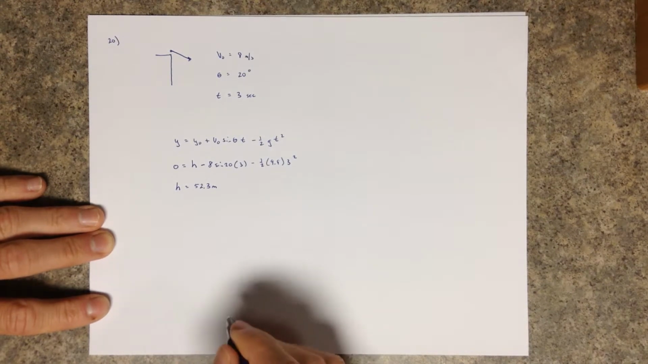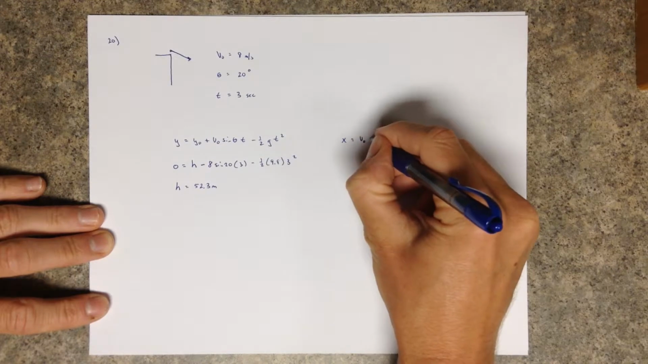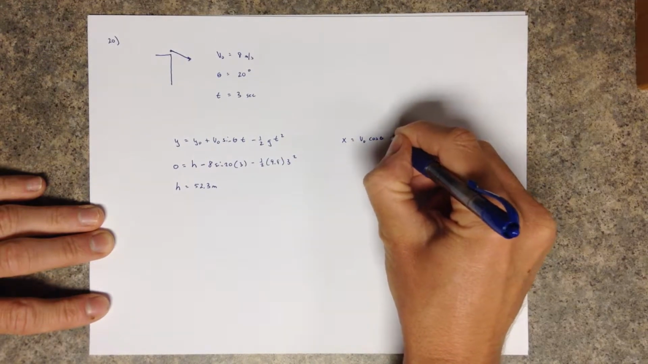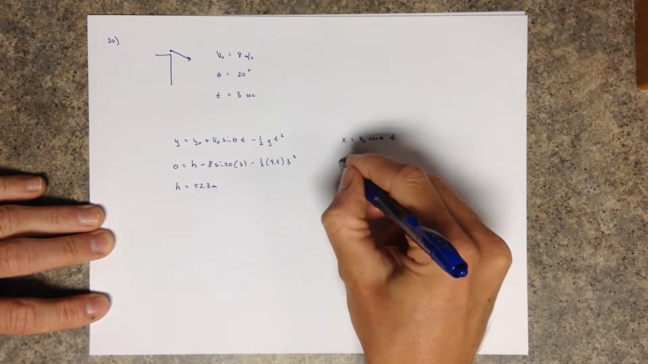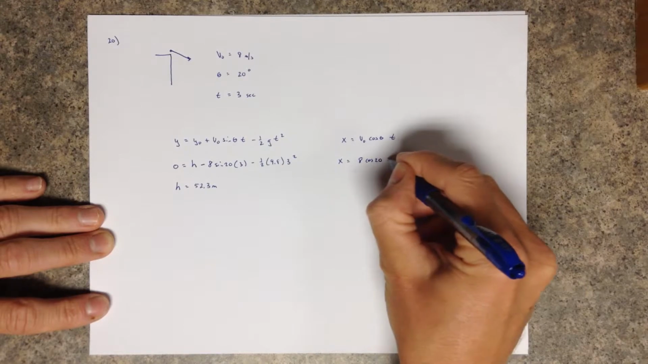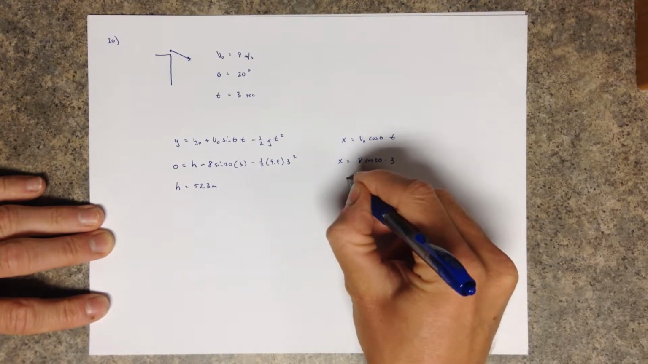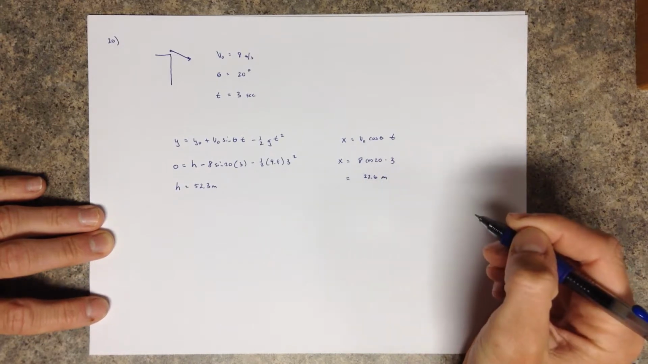Okay, let's figure how far it goes. Well, that's actually pretty easy because we know that x equals v naught cosine theta times t. Remember, v naught cosine theta represents the horizontal velocity. So how far does it go if we threw it at 8 meters per second times cosine 20 times that 3 seconds? We could have done that right away, 22.6 meters.